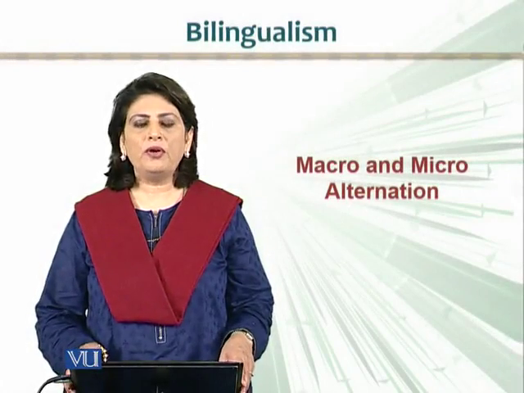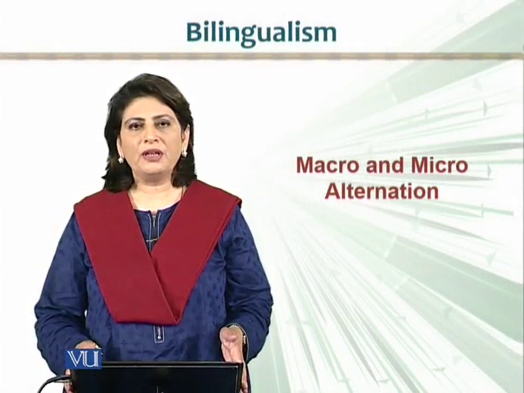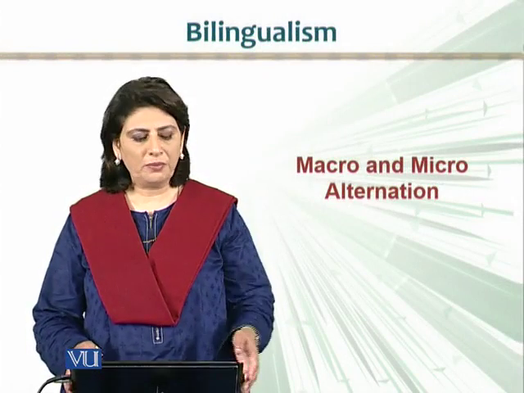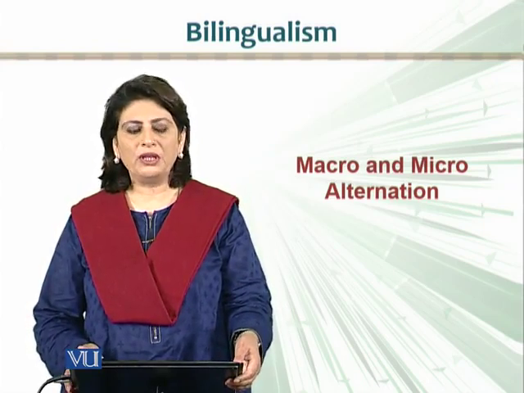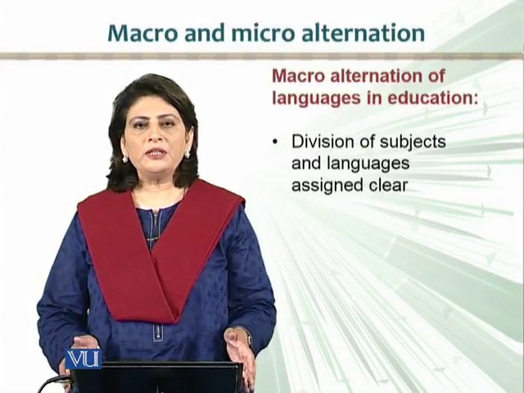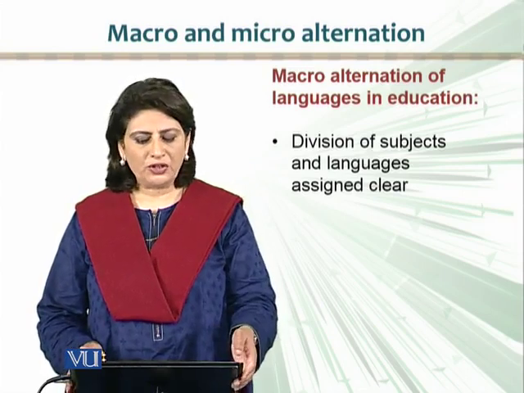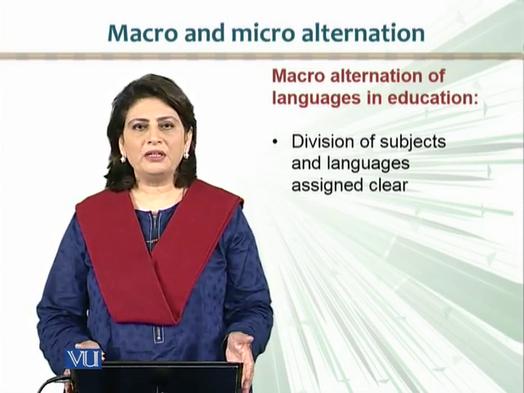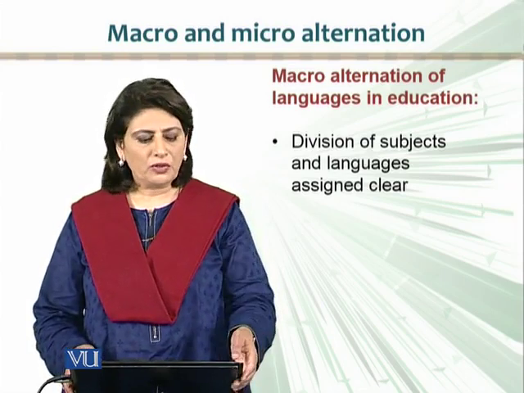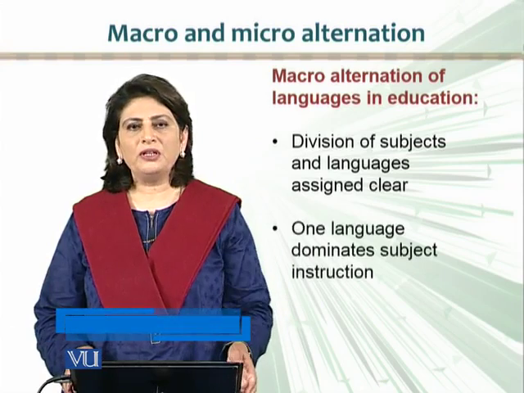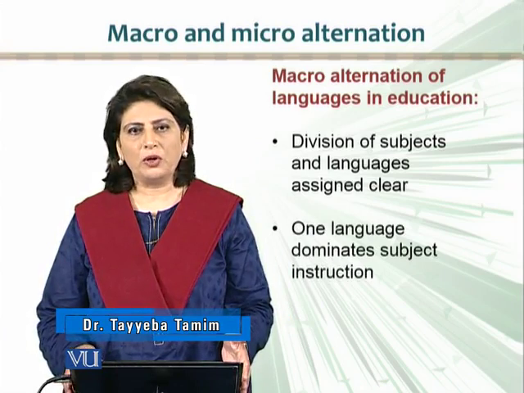Macro and micro alternation. Another way of using multiple languages in a bilingual education program is using macro and micro alternation between the languages. Now let us see what is macro alternation. Macro alternation would mean that the subjects are divided in terms of the languages in which they will be taught. So when you are introducing a subject, there is one dominant language in which that subject has to be taught.